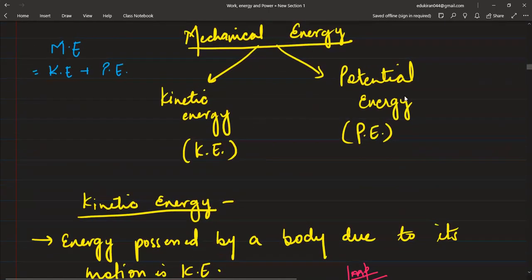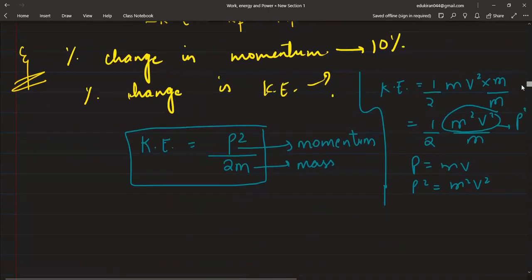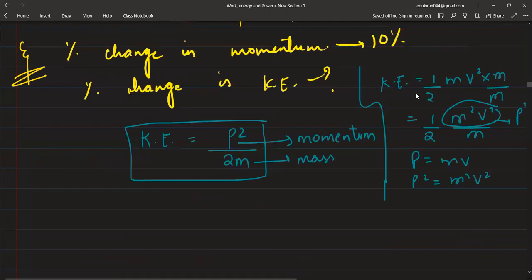Then we had started with energy, kinetic energy, and potential energy make the total mechanical energy. So we had started with kinetic energy and we had derived the work energy theorem. Now we were at this change in momentum by percentage change in kinetic energy. So yesterday Zainab's answer was 22%.